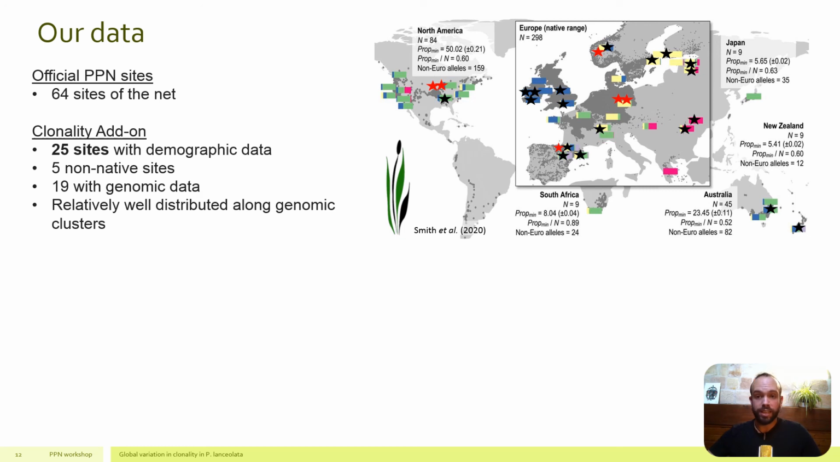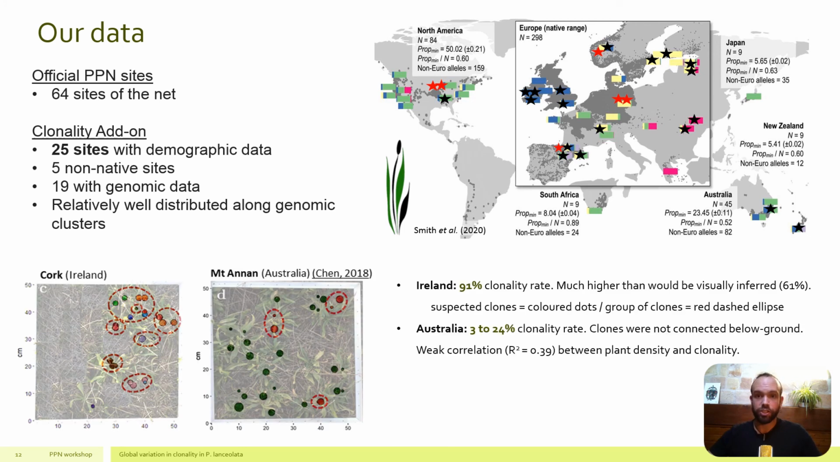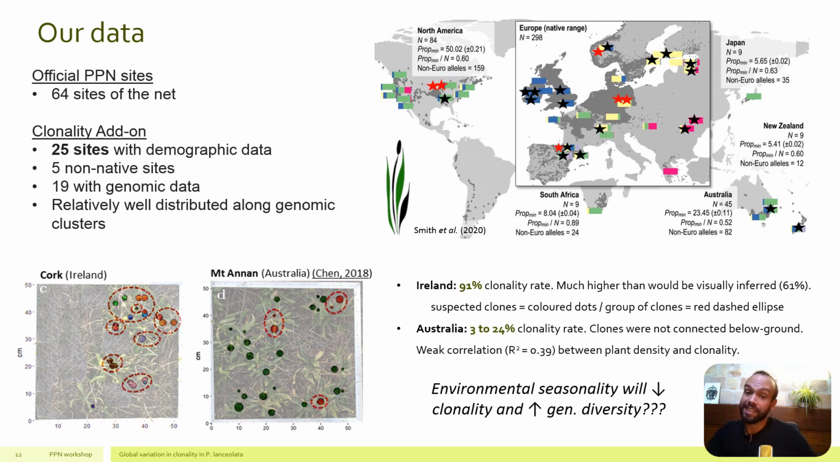So preliminary data shows extremely high variation in the rates of clonality, ranging from 91% in Ireland, while in Australia they have like 3 to 24% of clonality rate. So now the question that we ask ourselves is whether environmental seasonality is decreasing clonality and increasing genetic diversity. However, this answer and hopefully more will come very soon.